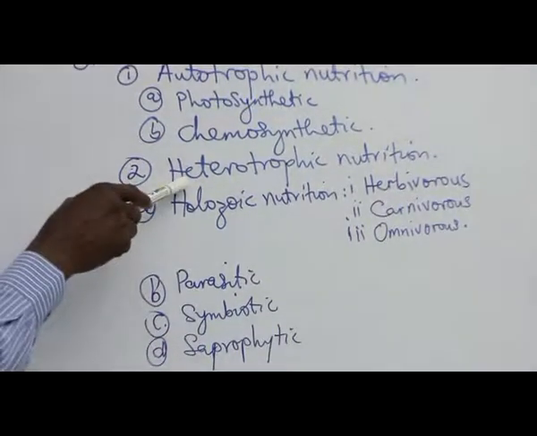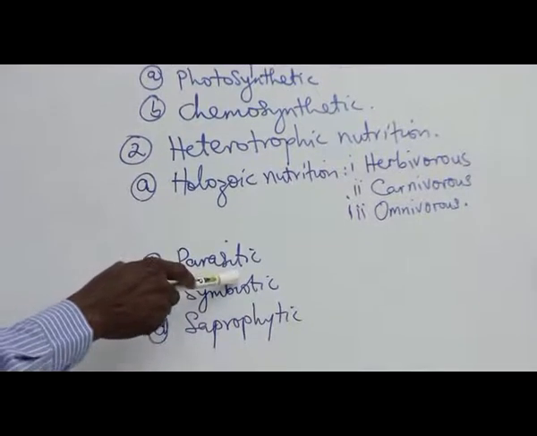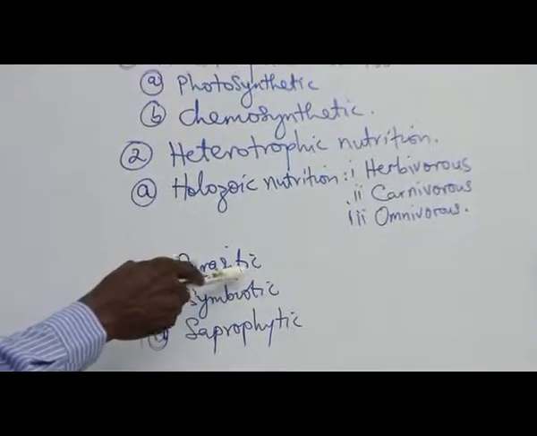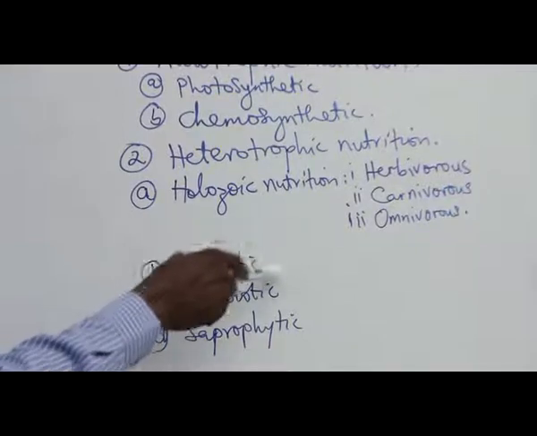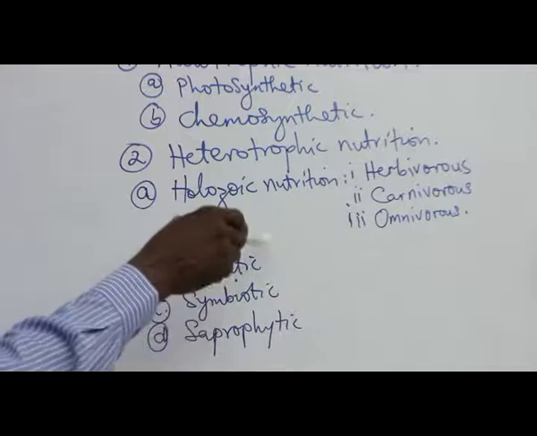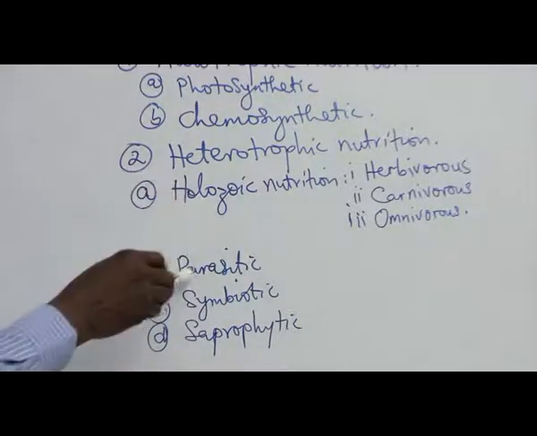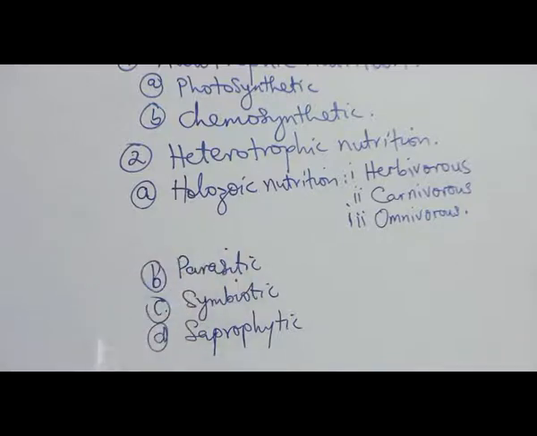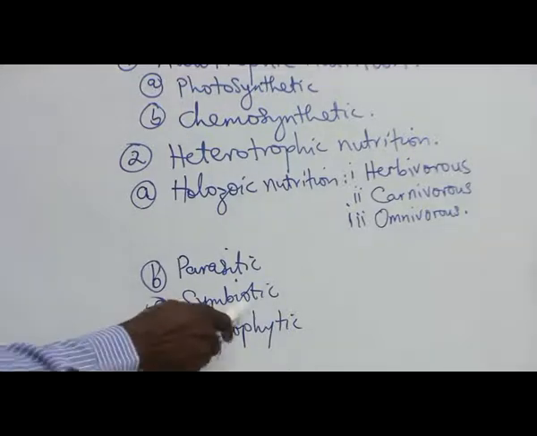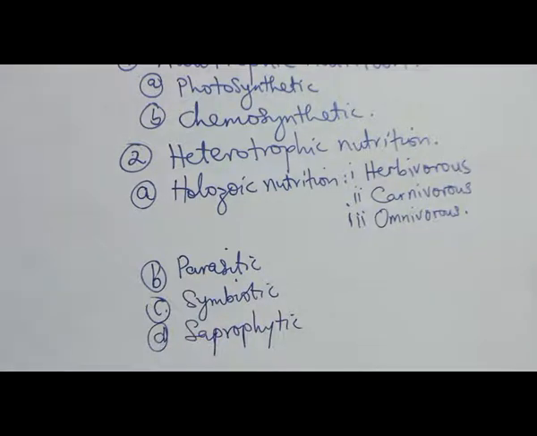Under heterotrophic nutrition, we also have parasitic nutrition. Here, an organism is feeding on its host. It lives inside or on the host and feeds from the host. The organism that is a parasite is feeding parasitically. Then we also have symbiotic nutrition. Here, two organisms live together and help each other to get food.